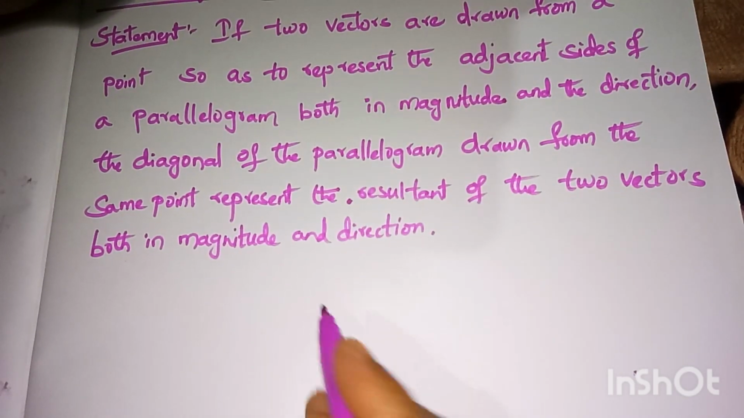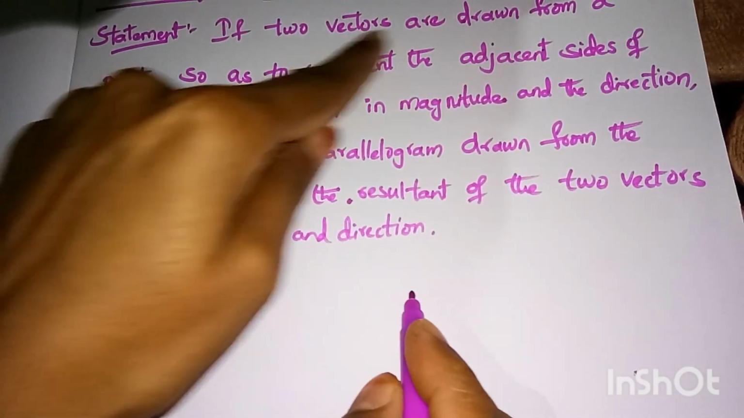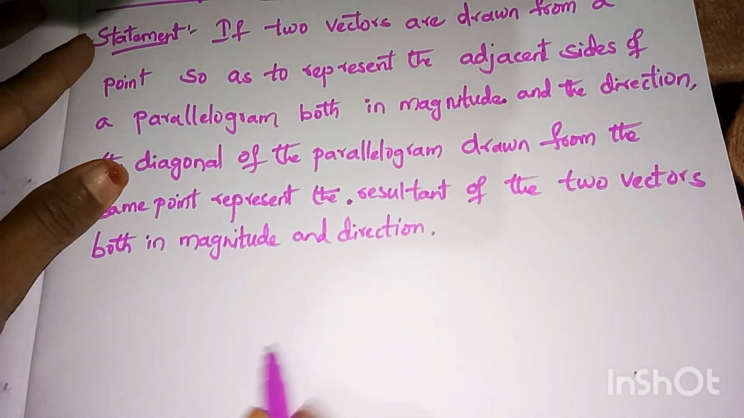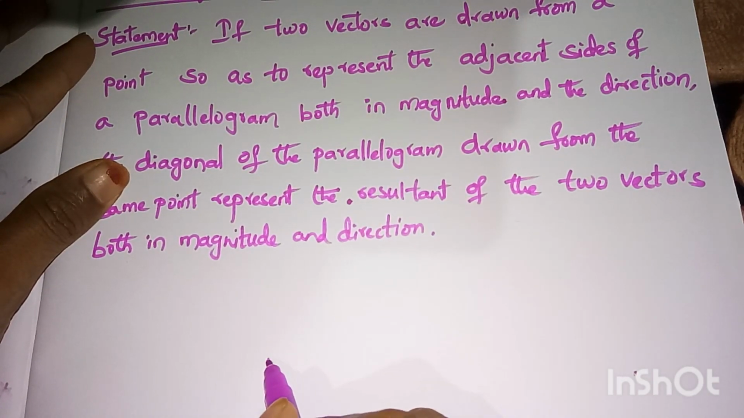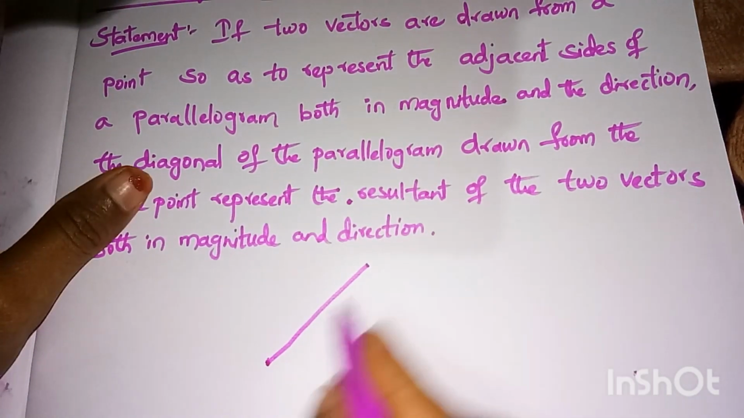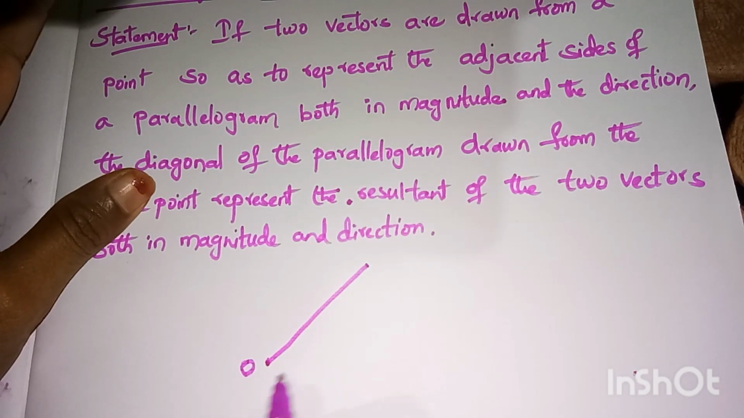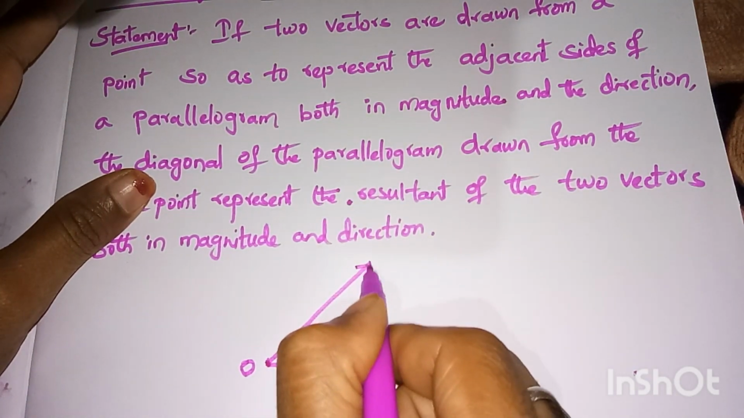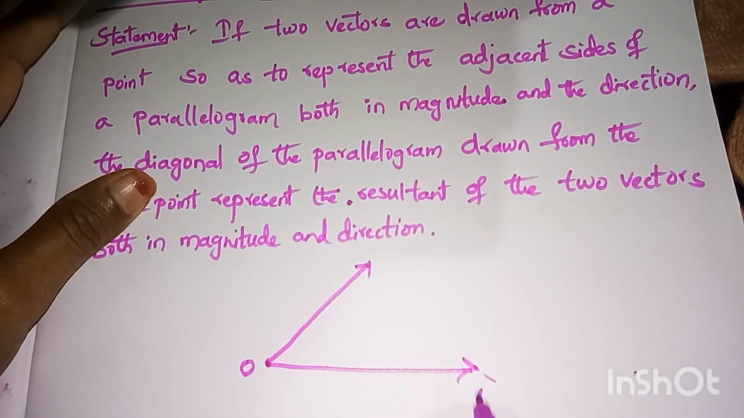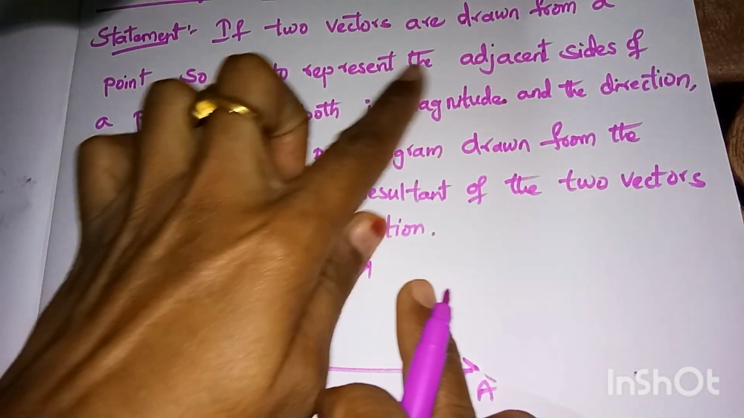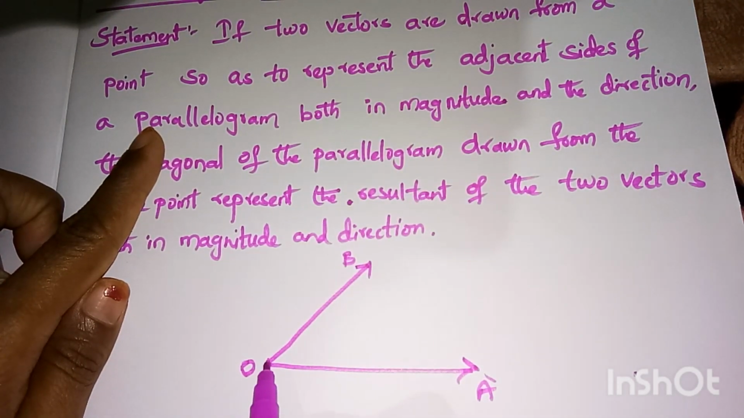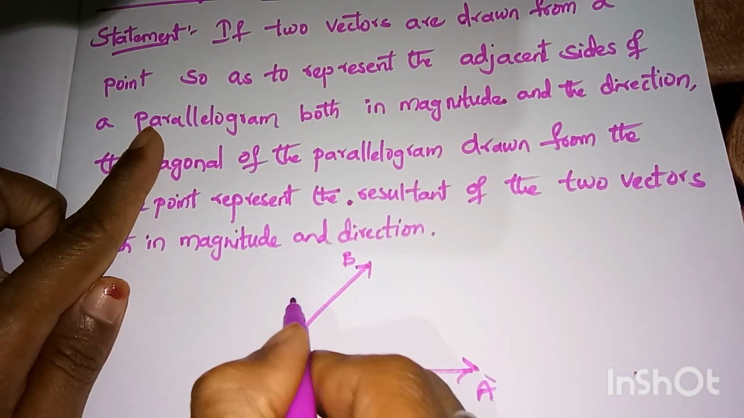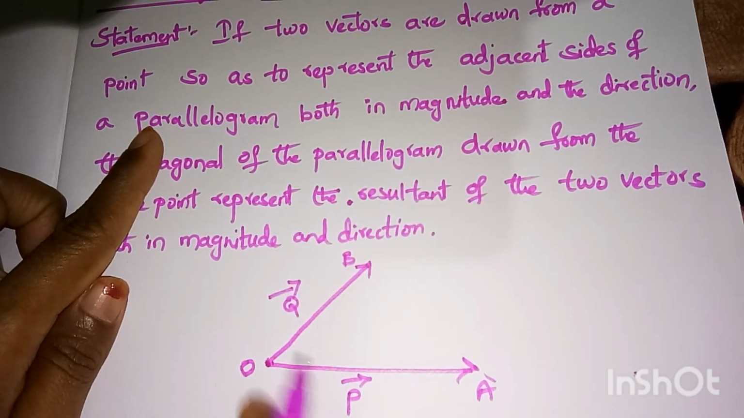What they said is that two vectors should be drawn from a point. So let us consider a point. Two vectors should be drawn from the same point. That point is considered as O. So this is one vector, this is another. This is considered as A and this is considered as B. So two vectors are drawn from the same point, and they are considered as P bar and Q bar.